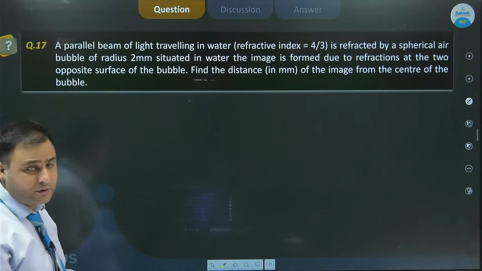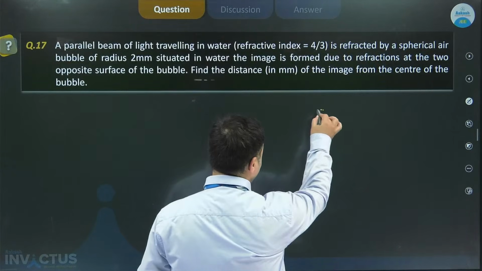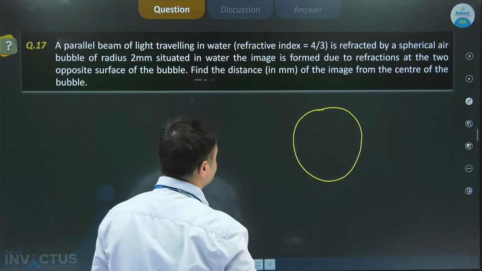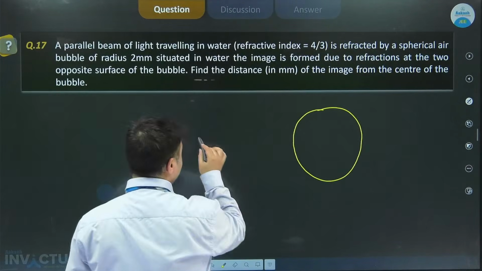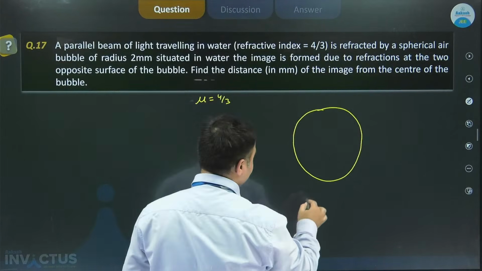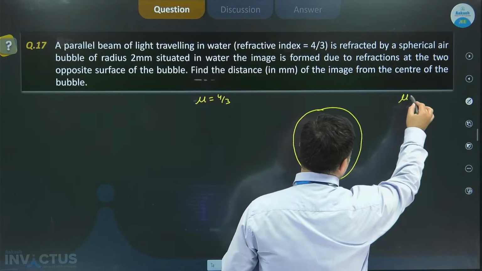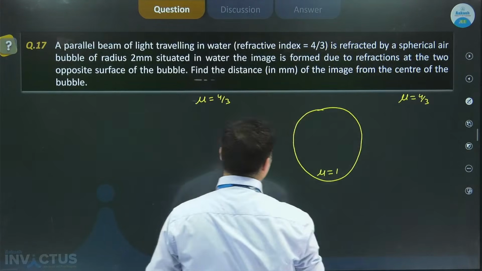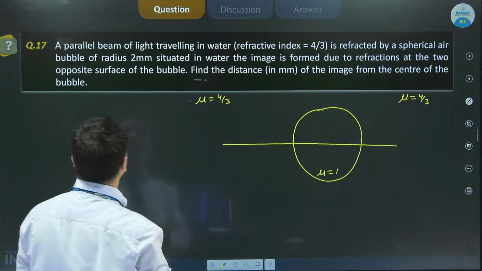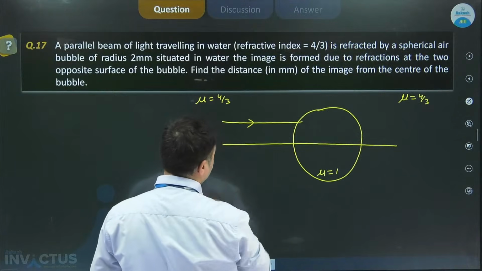All right. So we have an air bubble formed inside water. So outside the refractive index is 4/3, and this is an air bubble, its refractive index is 1. So here also the refractive index is 4/3. Now we are making parallel light incident, so parallel rays are falling on this bubble.